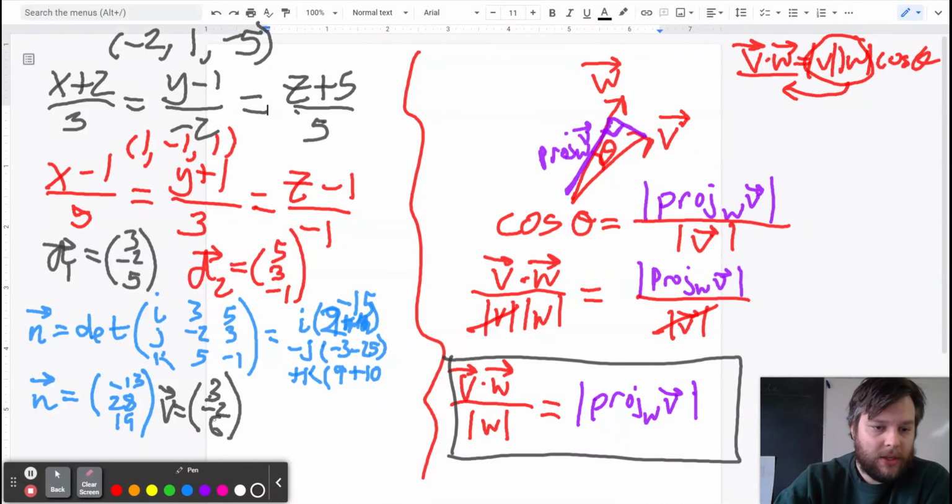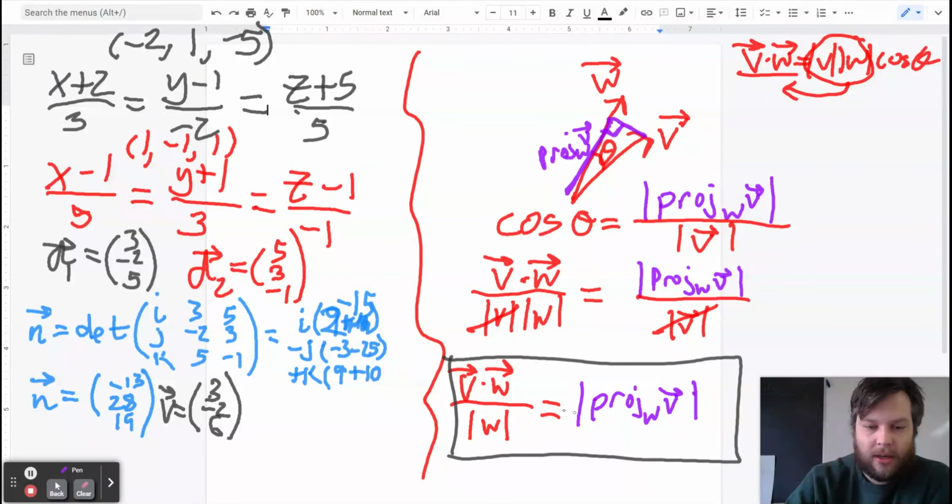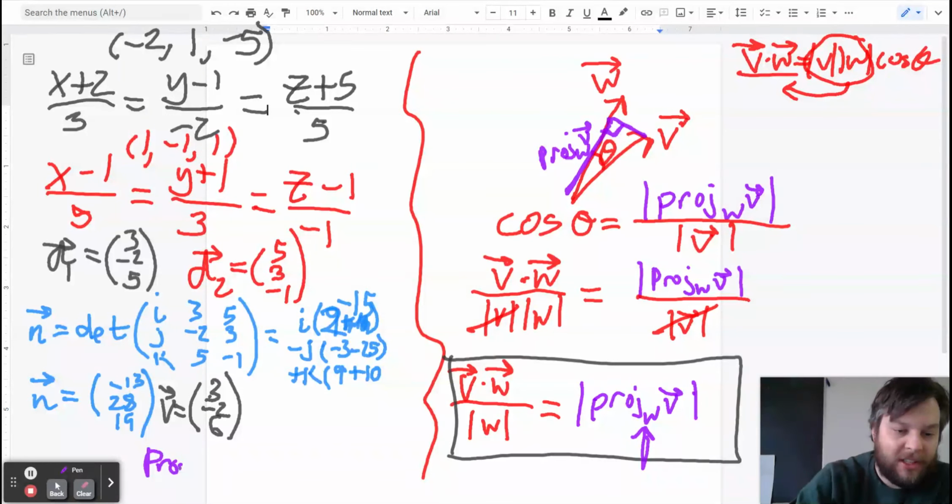So the last thing I need to do is do my projection. I'll use my formula that we got over here that I want to project onto the normal line. So the normal line is going to be my W. I want to project V onto N. So the projection, and the formula tells me the magnitude of it. The projection of vector V onto vector N is going to be N dot V over the magnitude of N, right?